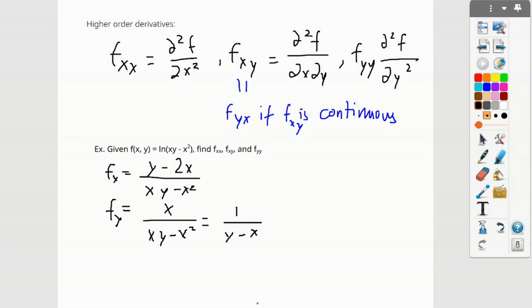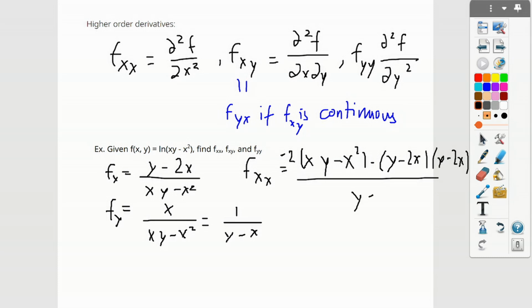Now where it doesn't get simple is f sub xx. F sub xx is going to be a little bit harder because of the complications. F sub xx is equal to low d high: xy minus x squared times the derivative of the top, which is 2, or negative 2 actually, minus high d low: y minus 2x times the derivative of the bottom, which is y minus 2x as well, I'm sorry, and then divide that by xy minus x squared, all squared. That's f sub xx.